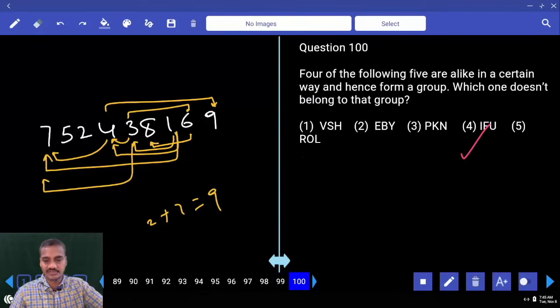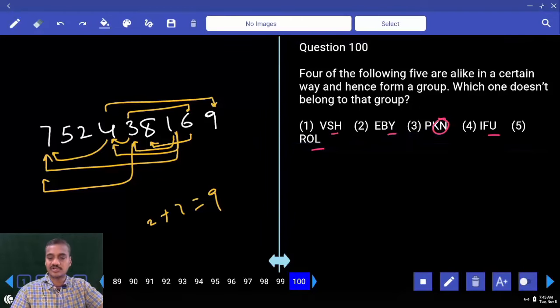Then finally 100. Which of the following is nothing but an odd man out? V, S and H. S and H are opposite, B and Y are opposite, K and F and U are opposite, O and L are opposite. Second and the third letters are opposite. But here, second and the third are not opposite, and first and the second are opposite. Hence, choice 3 is the odd one.